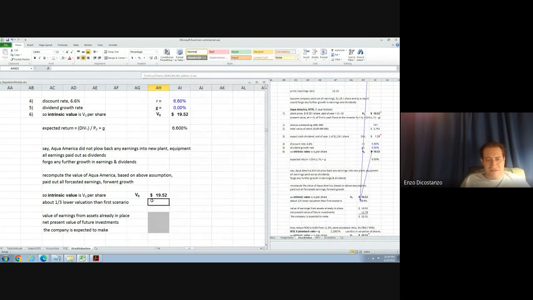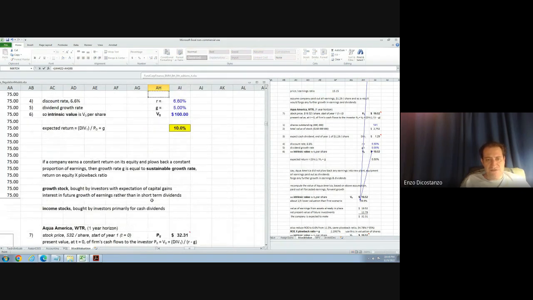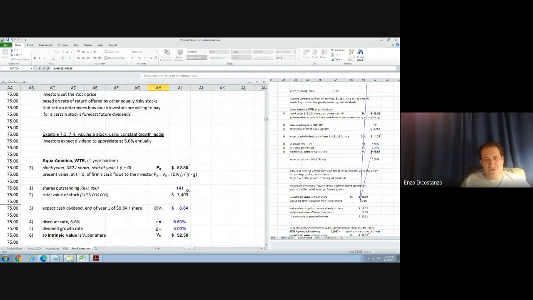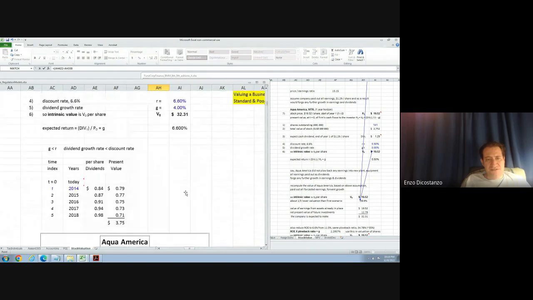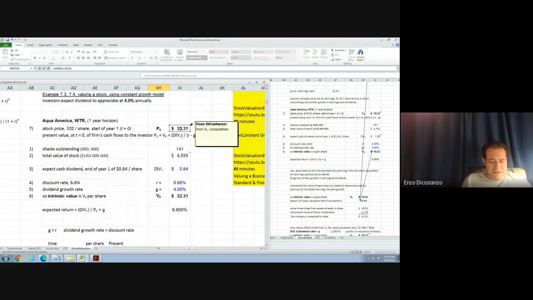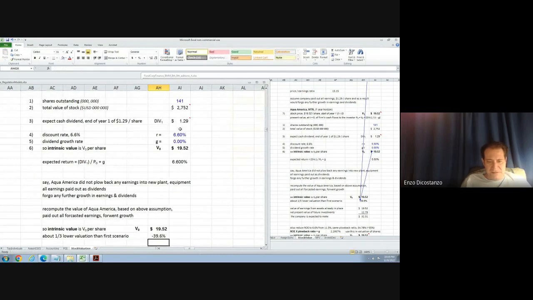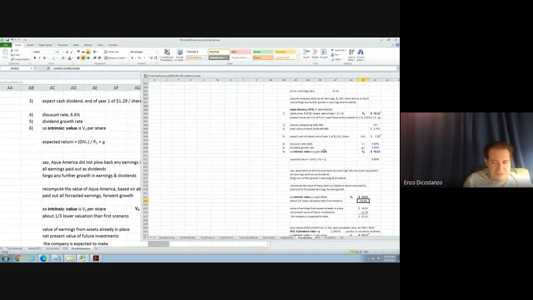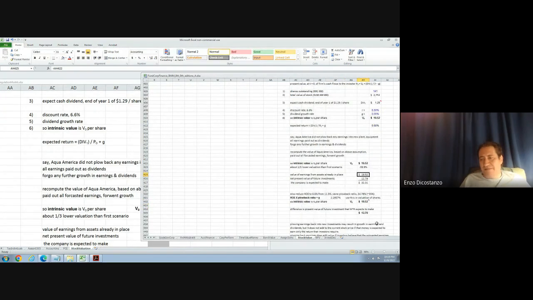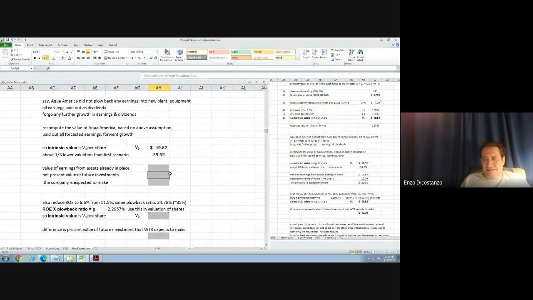Yeah, that 32. So this is equal to parenthesis 19 minus that original price that we had up here, which was 32 something, way up here. And then divide by the old price. You're at about a negative third difference. And now they're breaking up the value of assets already in place and how we got to the 32.